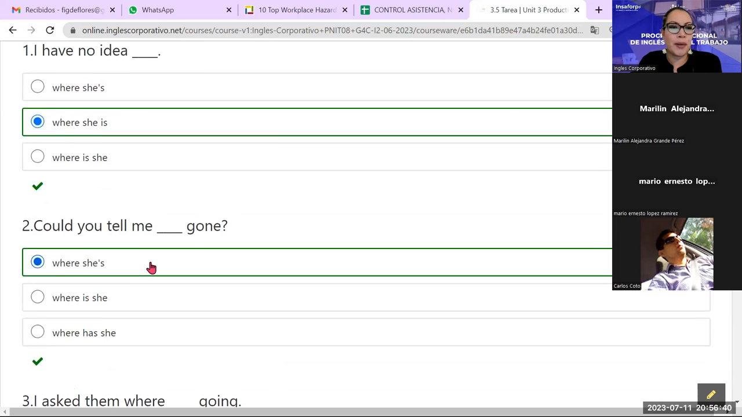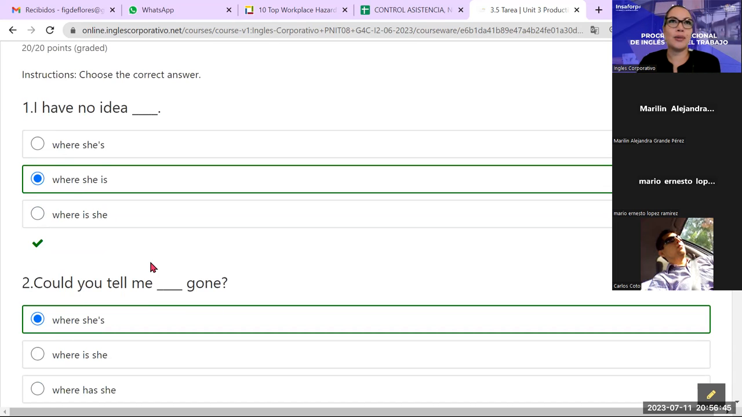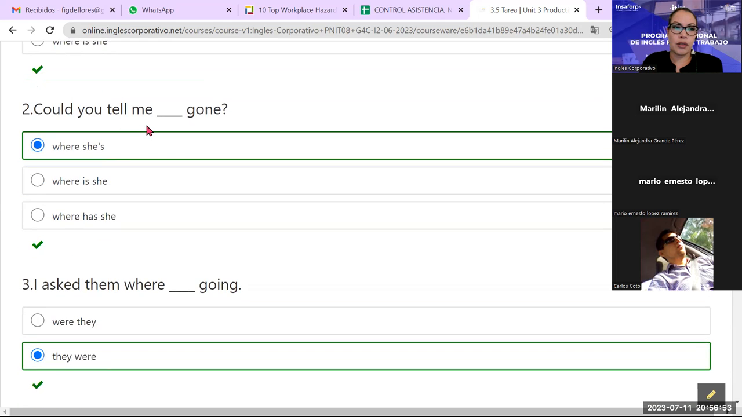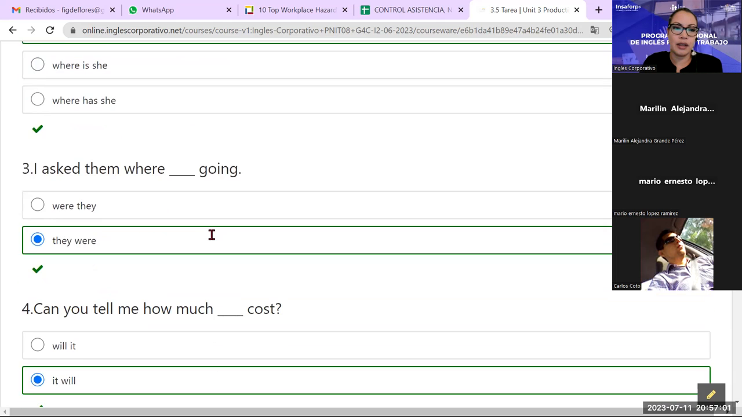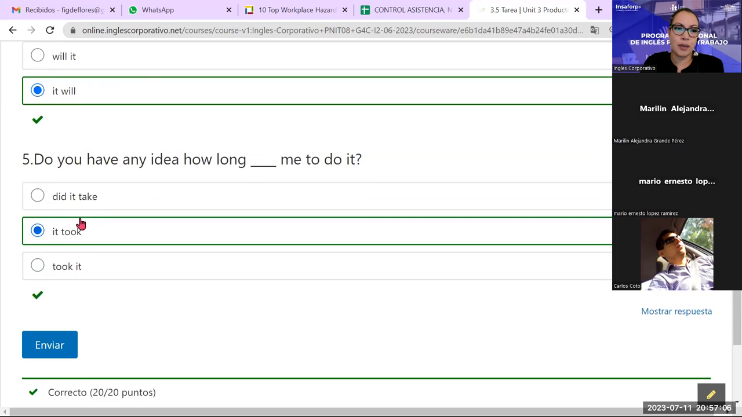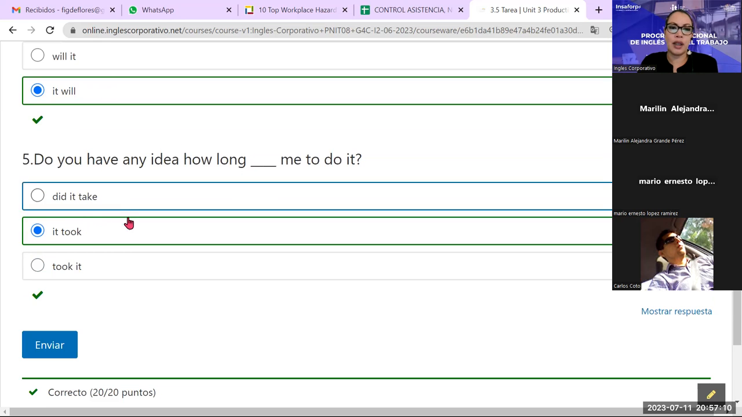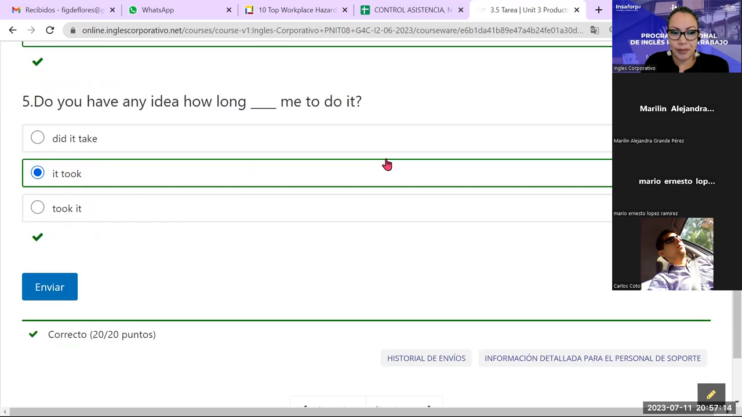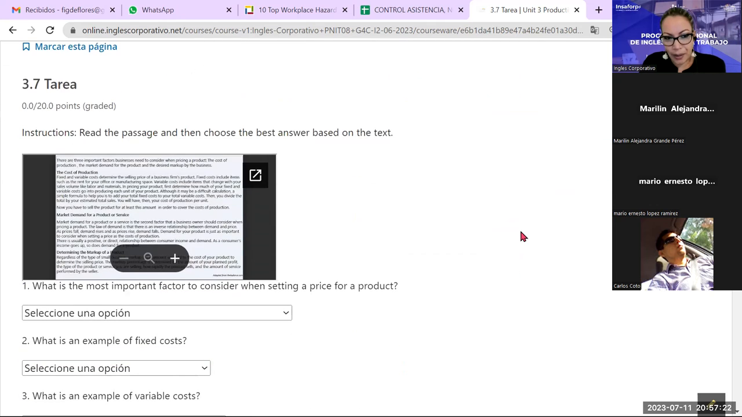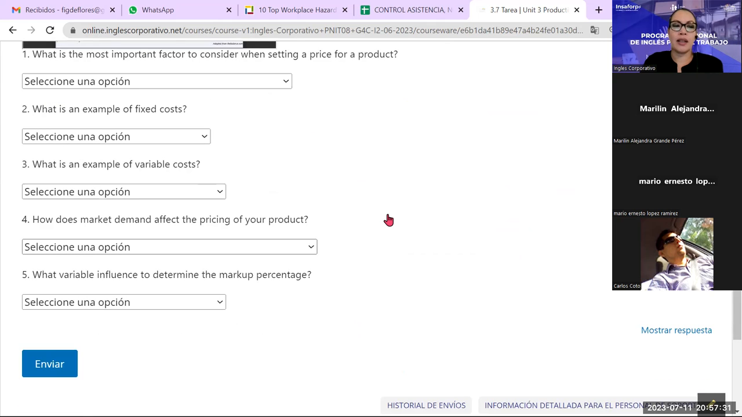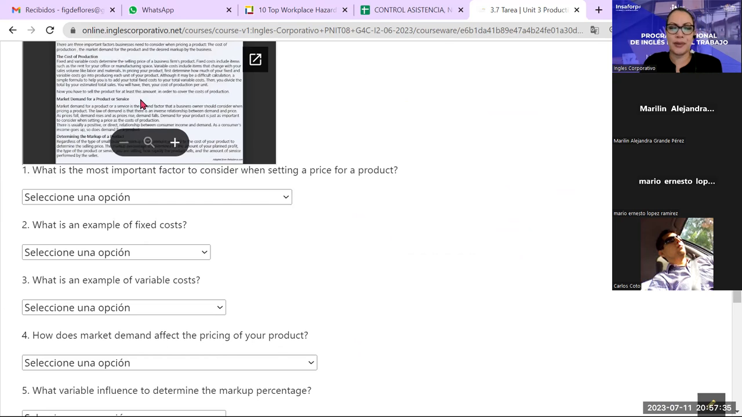Excellent job. So remember, if you are taking notes or if you are working along with me: I have no idea where she is, could you tell me where she's gone? I asked them where they were going. Can you tell me how much it will cost? And do you have any idea on how long it took me to do it? And let's see the next exercise. It's the reading that we practiced a couple of minutes ago. Let's see if you remember the answers, because we just read this. But if you have done it on the platform already, you can help us.